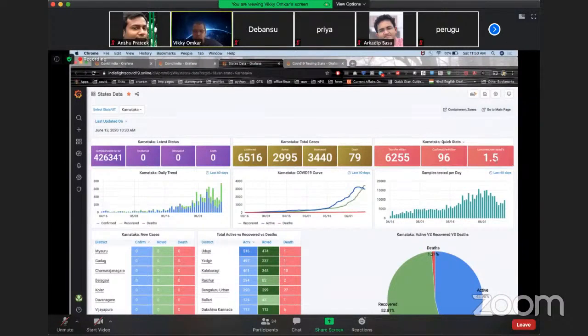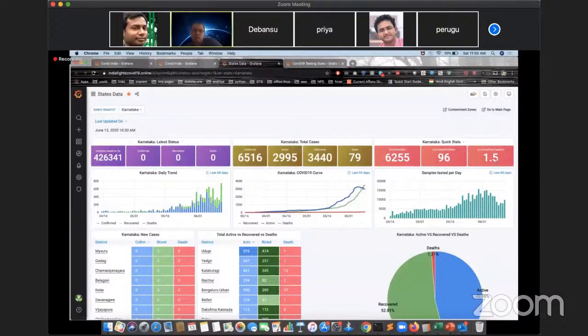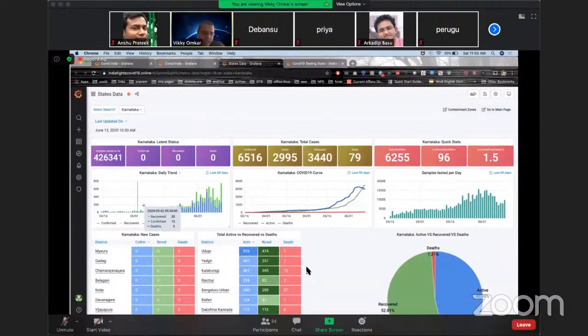So here you can see 1.5% cases are, or I would say 2 out of 100 cases are coming positive in case of Karnataka. Then we have this trend, the daily trend. Here it is actually a panic situation for us because initially it was very low. Now it is increasing in Karnataka as well.